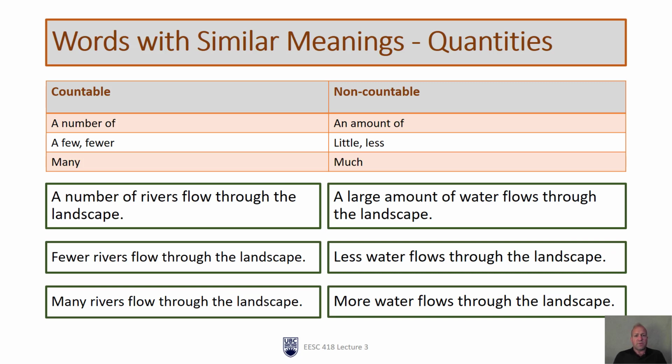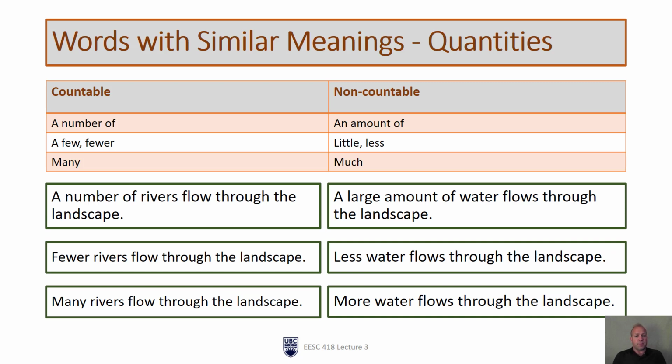So the way we describe them will vary depending on the noun we're using. If we're using a countable noun, we would describe it using a number of, few, fewer, or many. For a non-countable quantity like water, we would use an amount of, little, less, or much. So I'll use some examples of these. A number of rivers flow through the landscape. A large amount of water flows through the landscape.